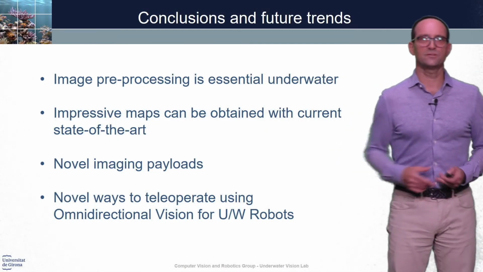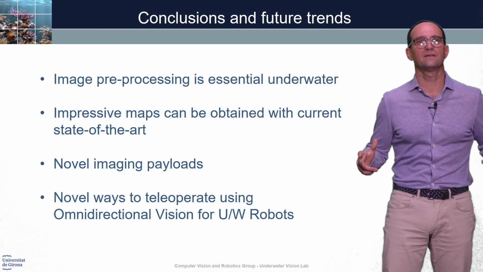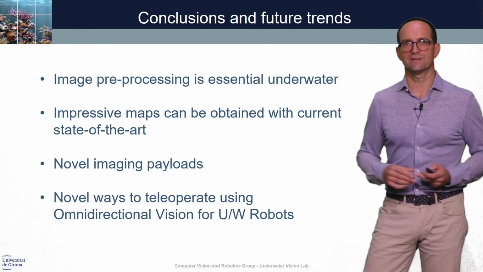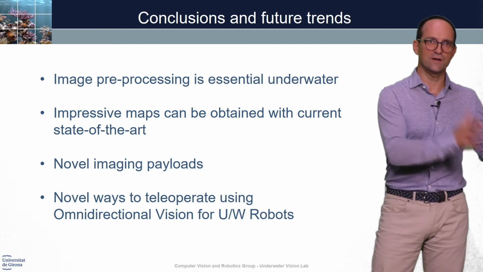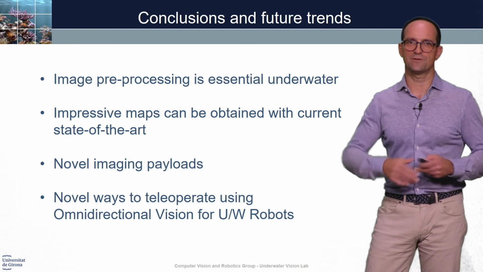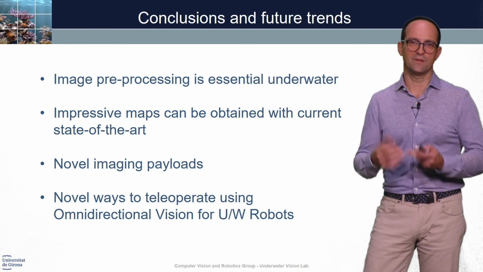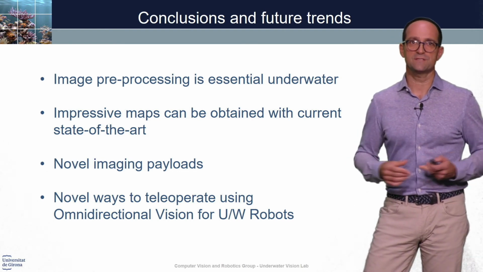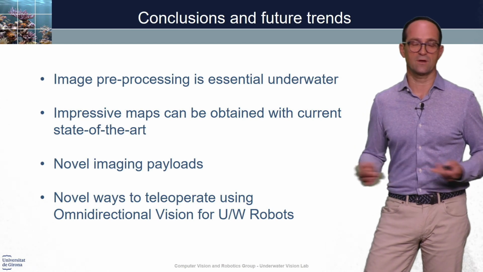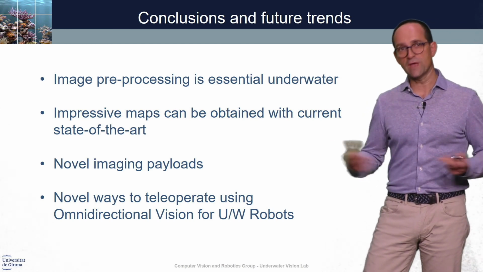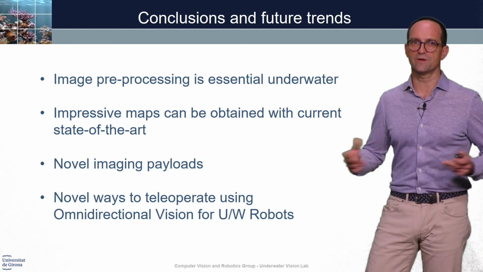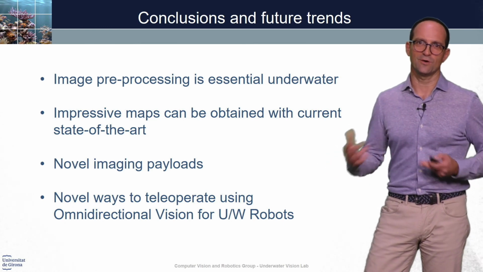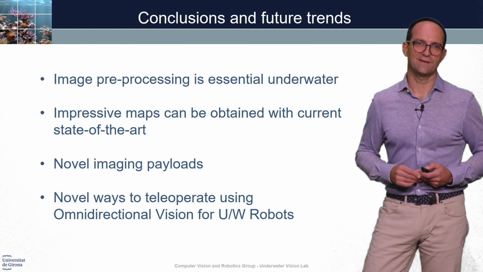Okay, so let's get to the conclusions. Basically, we've seen in this talk that image pre-processing is essential underwater, because this is what allows us to then do further processing of these images, either for classification or for building these panoramic views that we have seen. We have seen that we can build really impressive 2D and 3D maps with current state-of-the-art technology, and we have presented this novel payload based on omnidirectional vision that can potentially be used for teleoperating the robot in a different way than what we have been seeing until now.